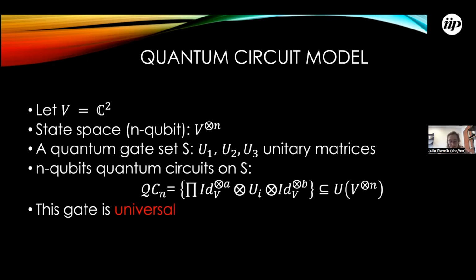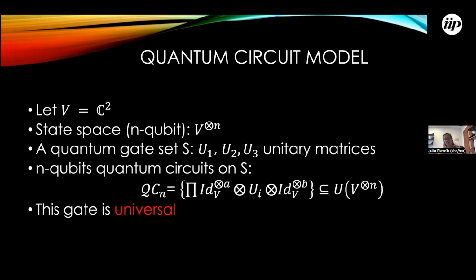This one is for the last statement in the slide. So a quantum gate set will just be some unitary matrices, and what we want to do is consider quantum circuits on this set S. So we will consider n qubits, so length n, and we are encoding locally the information of these quantum gates. So we will have certain copies of the identity and one copy of this unitary operator, of this unitary matrix.